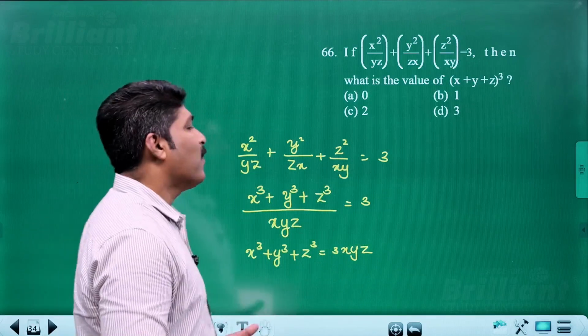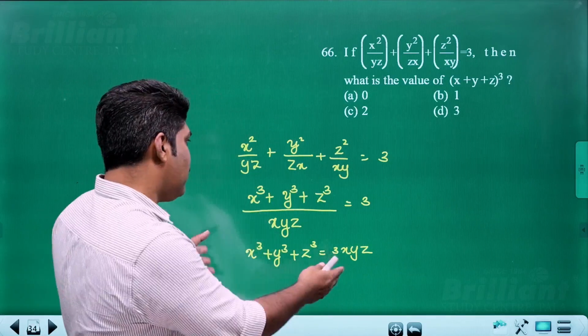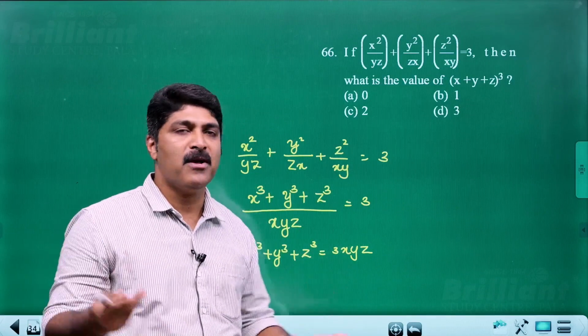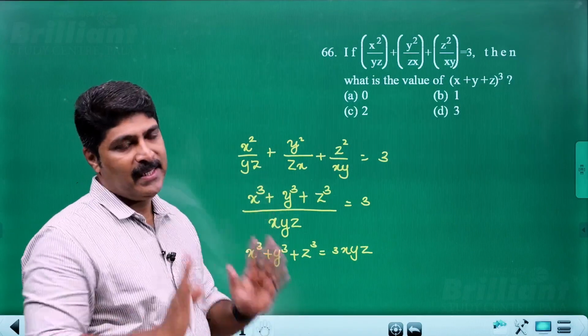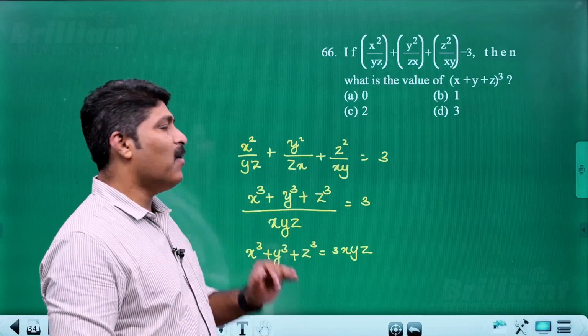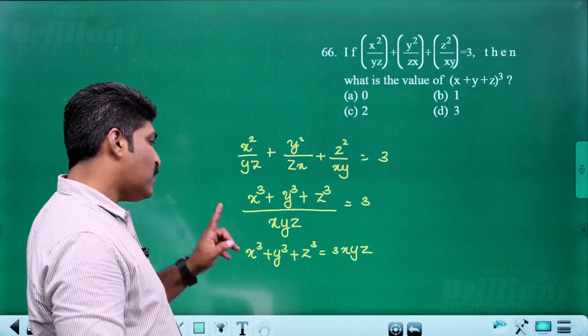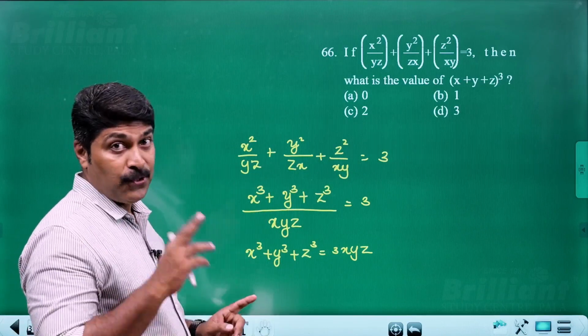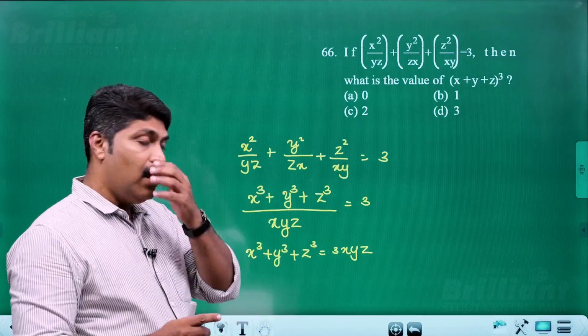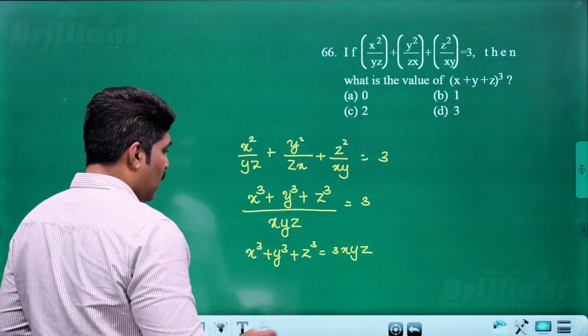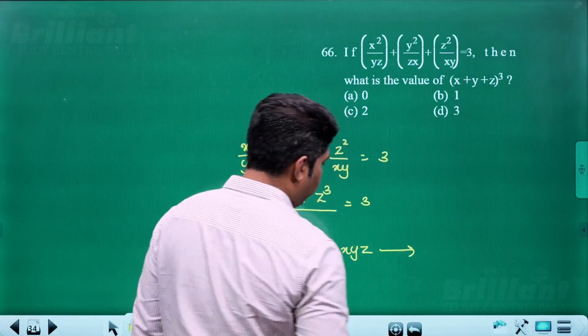So after this step you cannot make any conclusion if you are not aware of such an identity. It's based on an identity. It occurs when there are two conditions. Those two conditions are here, from this step.